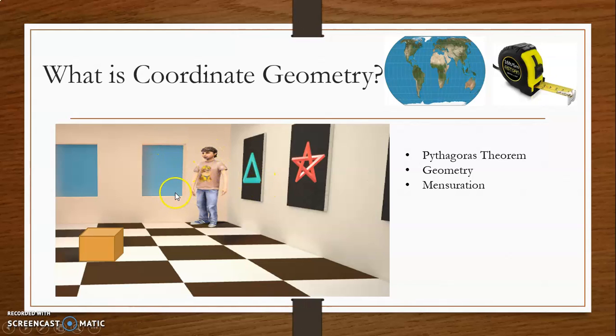Suppose in this room the floor is like a chessboard. In this room we take this boy as a reference point, and with reference to this boy we can find out any other distance, like the distance between the box and the boy, or the distance between this star above the floor and the boy. So this is where coordinate geometry comes in and plays its role.